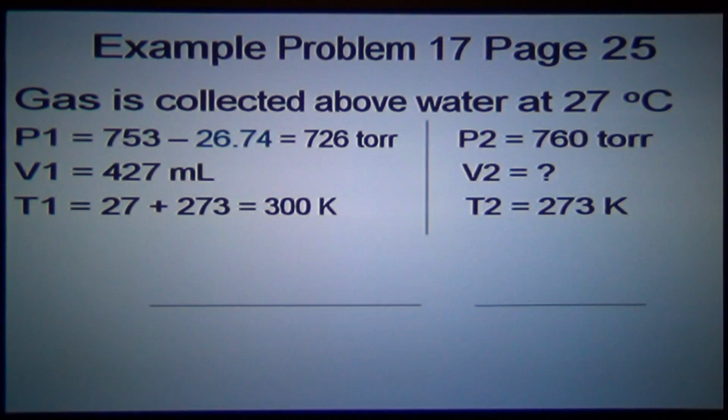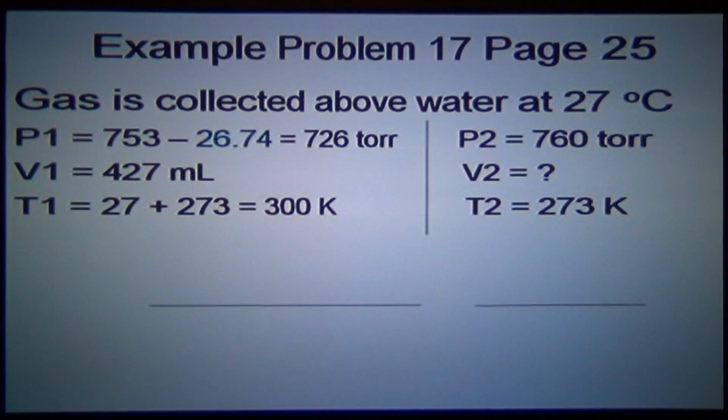It is 26.74 torr. So if I want to do my calculations, I want to get rid of that vapor pressure of water. I need to subtract that out from the total pressure that was provided. So I take the 753, the pressure of the wet gas, minus the vapor pressure of water, the 26.74. This gives me what is called the pressure of the dry gas, or the pressure of the gas collected. So that would be 726 torr. That's what we're going to do our calculations with.